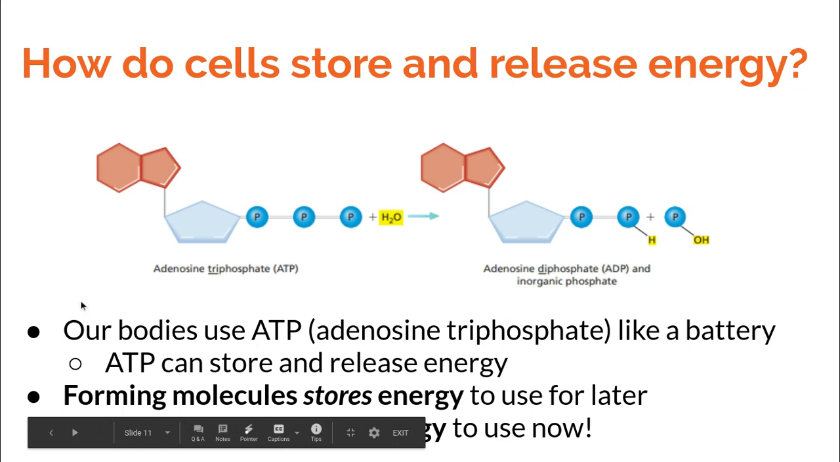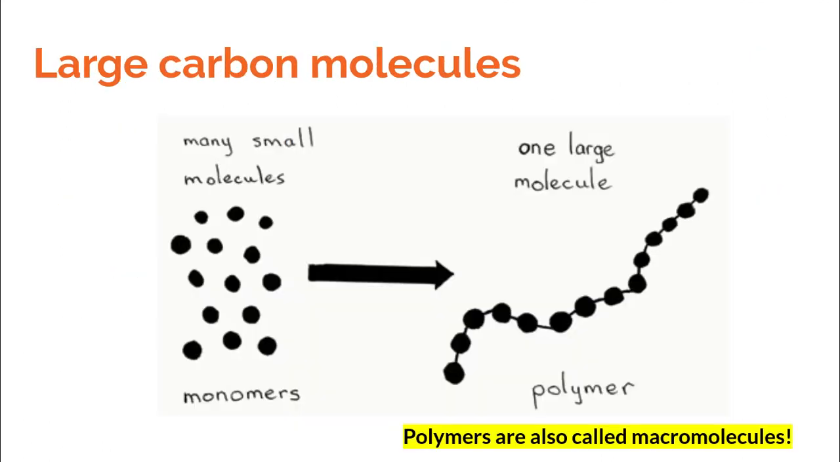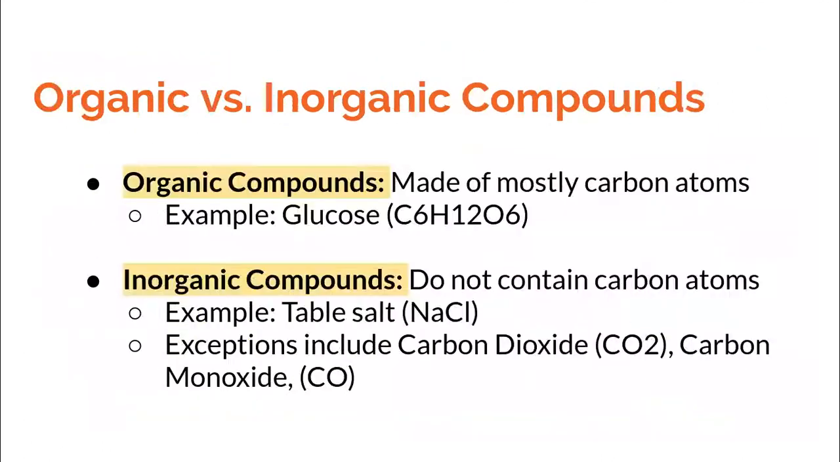All right, guys, so that is it for today. Let me just go through a quick review of the high points. So, organic compounds are made of mostly carbon, like glucose. Inorganic compounds do not have that much carbon in them. There are some exceptions, but usually they don't have any.